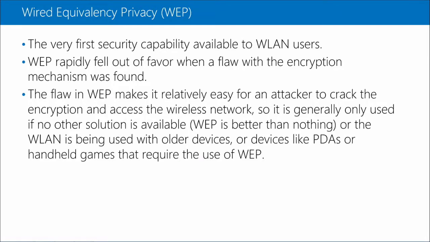WEP was the first security available to wireless network users. It rapidly fell out of favor. That's kind of sad. Why did it fall out of favor? It fell out of favor when a flaw in the encryption was found. There are videos for anybody curious who wants to learn about security from a purely academic but educated standpoint. There are videos available that show you how easy it is to crack WEP. I won't direct you to them, but they do exist.